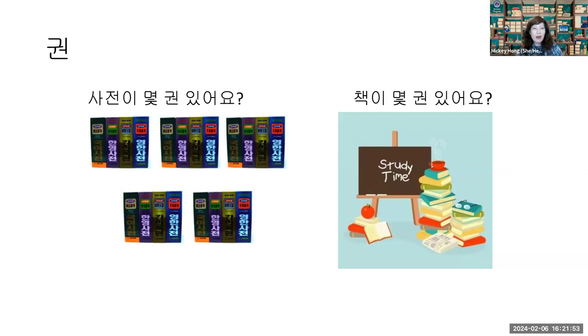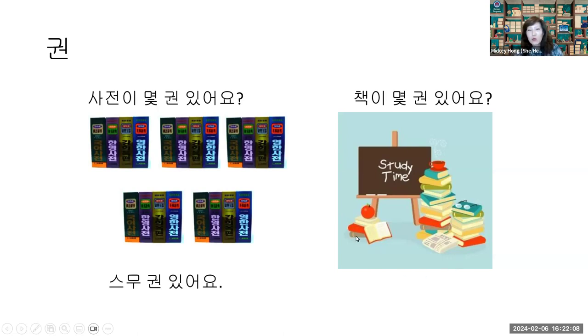Volumes of things. Going back to the grammar again, 사전이 몇권 있어요? How many volumes of dictionary are there? These are each different ones, so grouped into four. 스무 권 있어요. 책이 몇권 있어요?